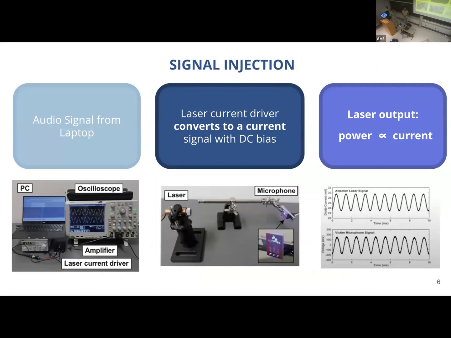In the center of this picture, you can see exactly what this setup looks like. We have a laser shining directly into the microphone. And these right here are the two outputs. On the top, we have the output of the current, and you can see that it mimics the same function as the voltage output by the microphone. This highlights that the power is proportional to the current, and that's why we have these two very similar looking waves on the right here.